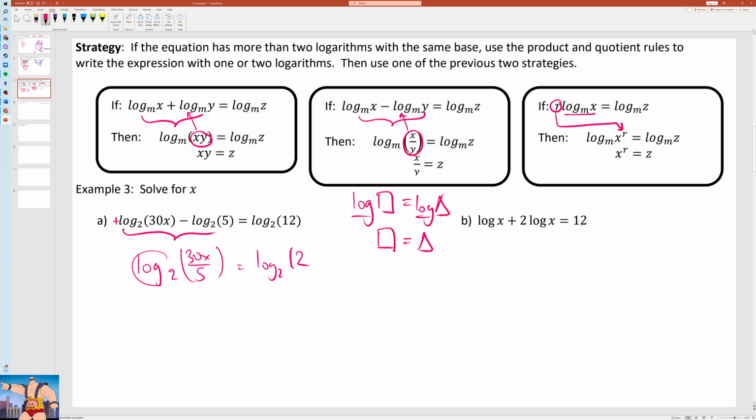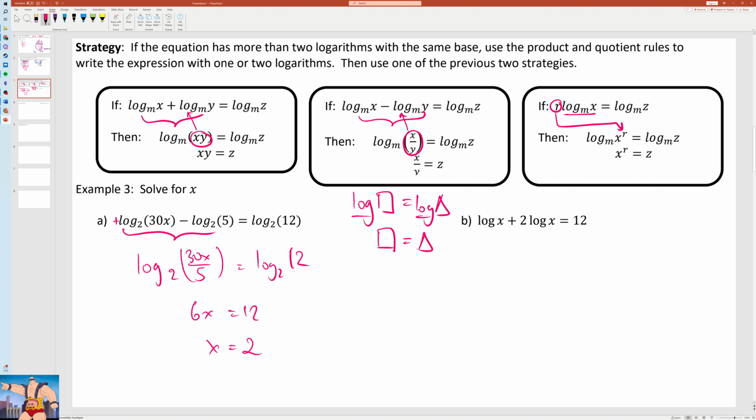And at this point, since we already have a single log on both sides, we can drop them. And we can also reduce this at the same time. So see you later, logs. And 30x divided by 5 is 6x, is equal to 12. Therefore, x is equal to 2.